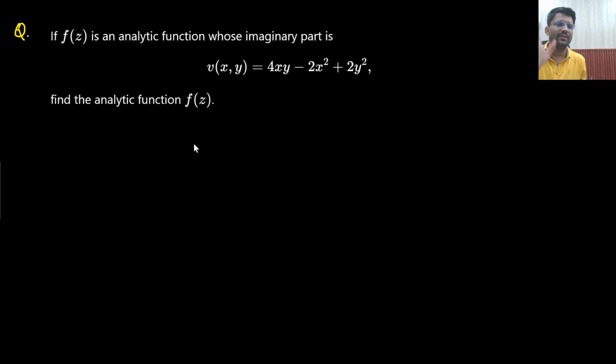Let's go to the next function. Similar kind of function. This time the imaginary part is given. You need to find out f of z. Do it on your own. If you are looking at the solution, then there is a problem, because it is very straightforward. Okay, so let's apply method 1.